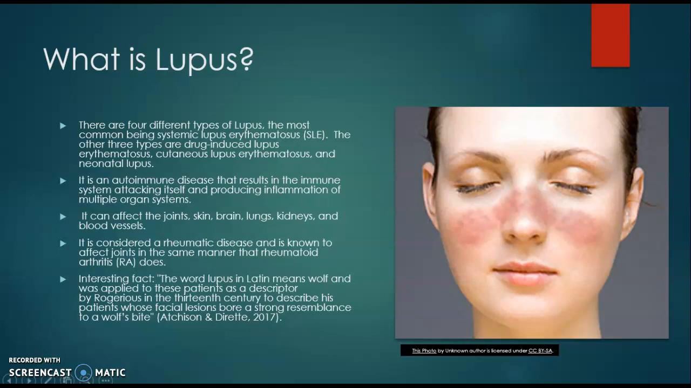It's an autoimmune disease that results in the immune system attacking itself and producing inflammation of multiple organs. It can affect the joints, skin, brain, lungs, kidneys, and blood vessels. It's also considered a rheumatic disease, and it's known to affect joints in the same manner that rheumatoid arthritis does.